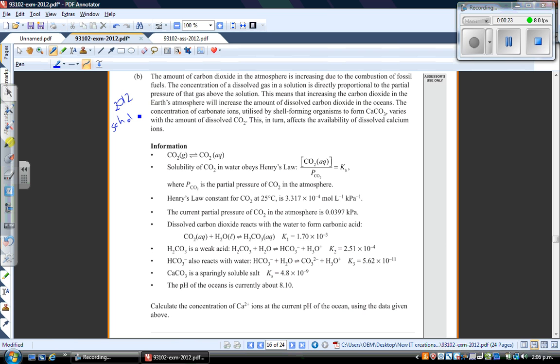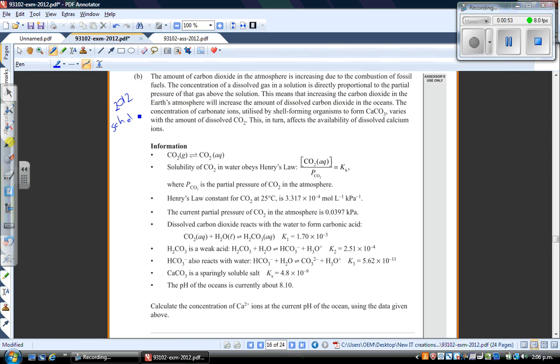fossil fuels. The concentration of a dissolved gas in a solution is directly proportional to the partial pressure of that gas above the solution. This means that increasing the carbon dioxide in the Earth's atmosphere will increase the amount of dissolved carbon dioxide in the oceans. The concentration of carbonate ions utilized by shell-forming organisms to form calcium carbonate varies with the amount of dissolved CO2. This in turn affects the availability of dissolved calcium ions. And they all lived happily ever after.